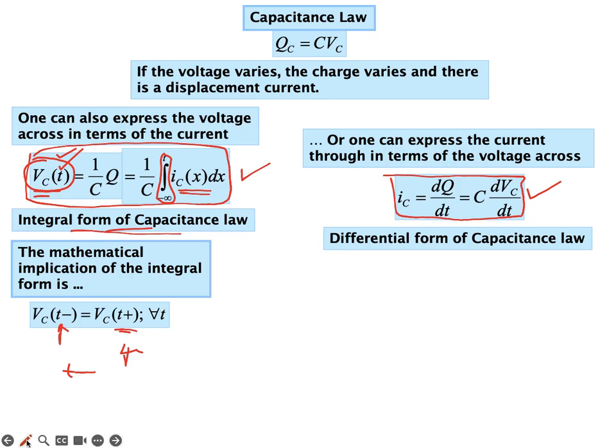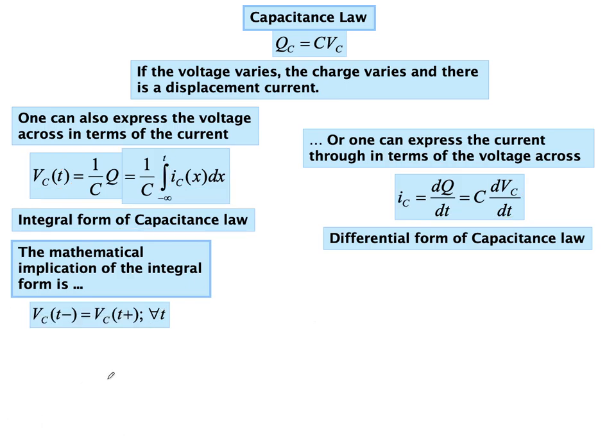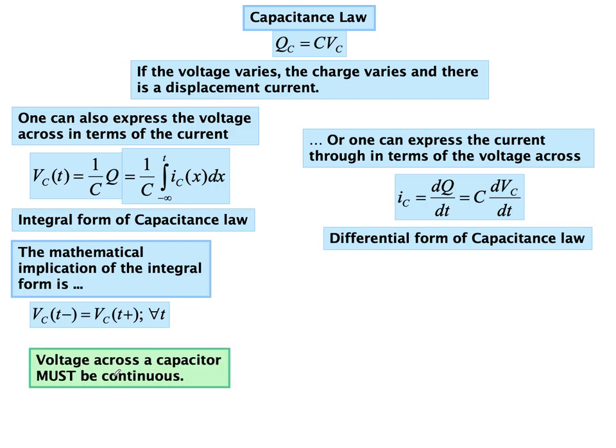So we can always conclude from this assumption that voltage across a capacitor must be continuous. It will never happen that the voltage will abruptly change from one value to another. At any time you will see the voltage across a capacitor will be continuously changing.